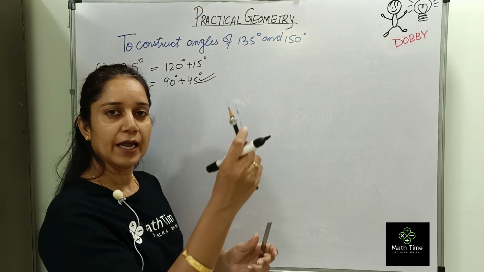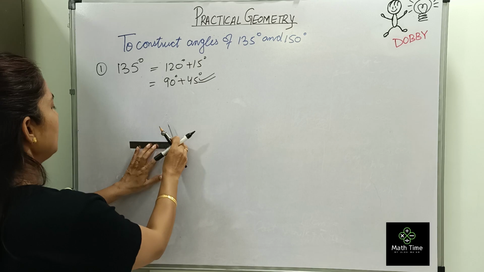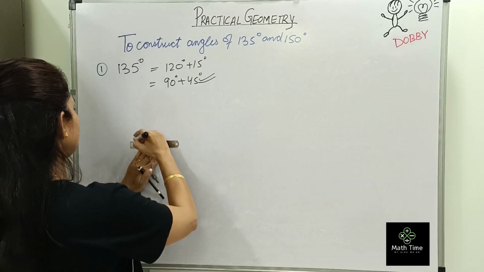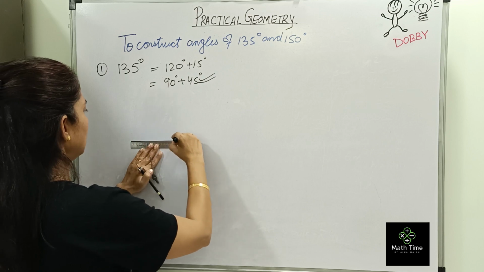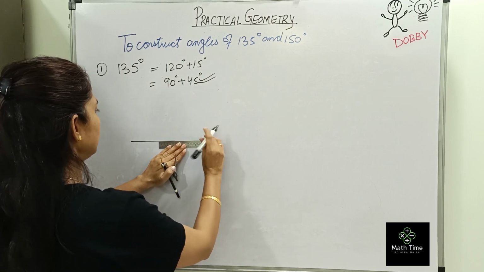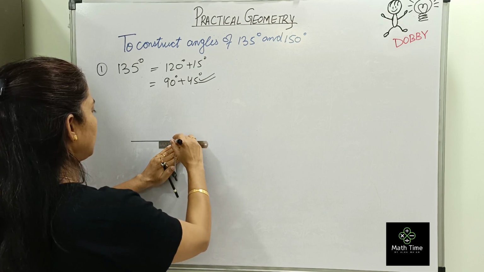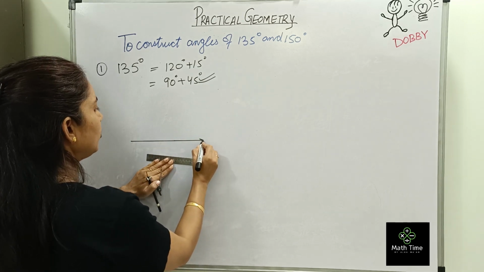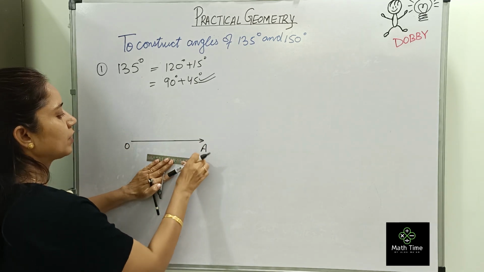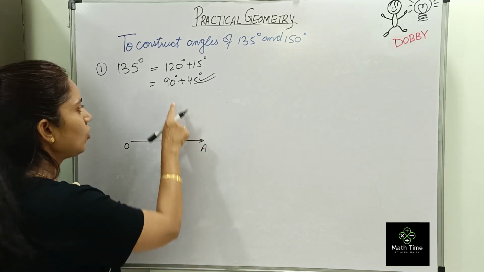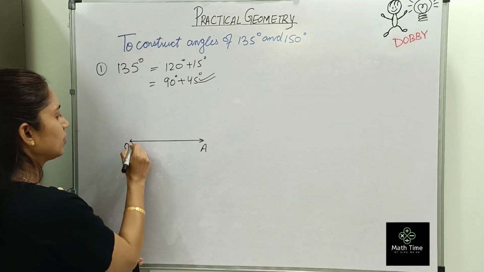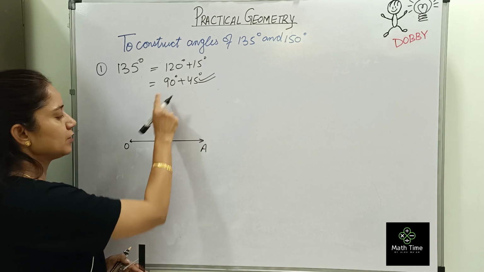Take your ruler and the rounder. Make the baseline. Mark arrow and name it. Let us name it OA. First of all, we are going to make 90 degree. On this line OA, let us make 90 degrees.